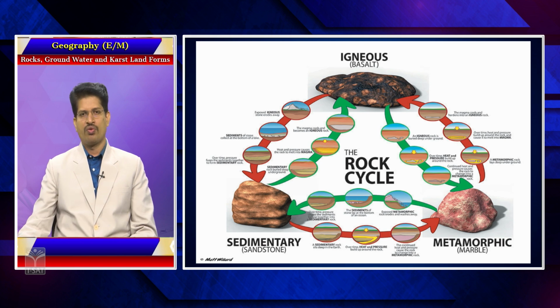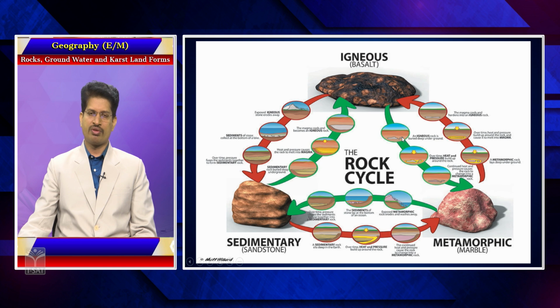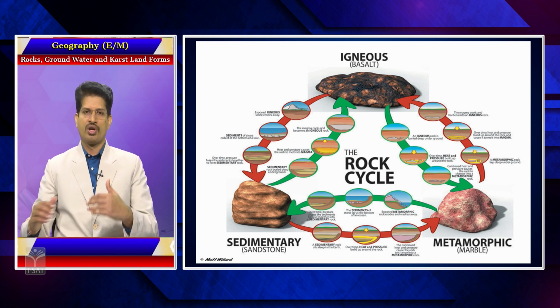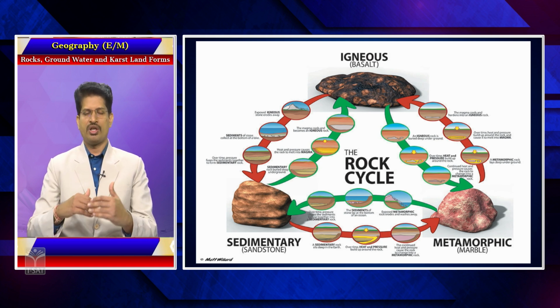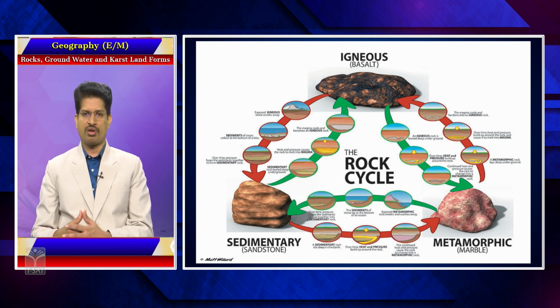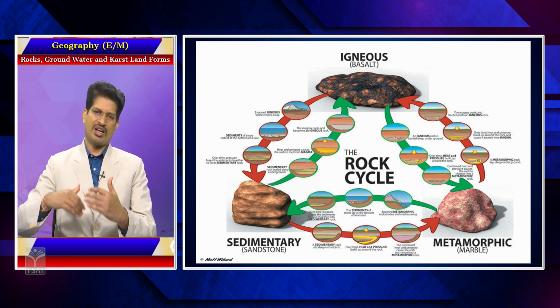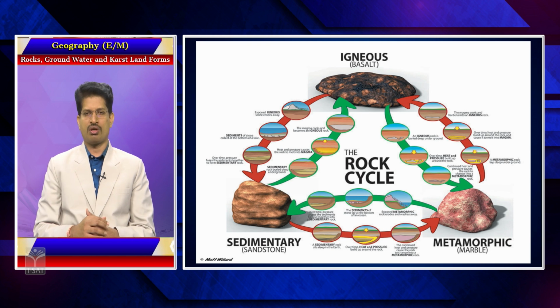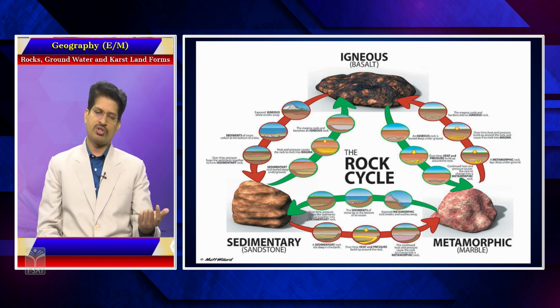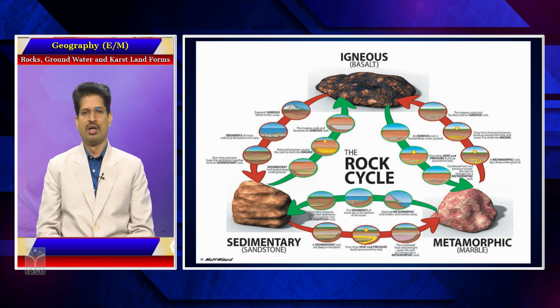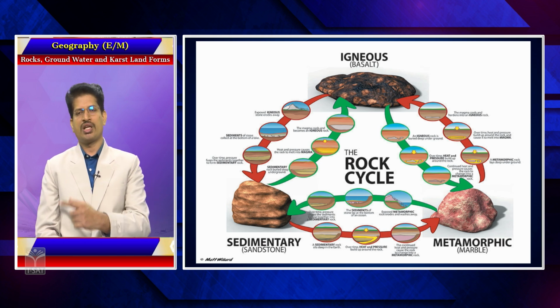In the same way, when an igneous rock body is subjected to dynamic metamorphism or thermal metamorphism, it can be metamorphosed into a metamorphic rock, and a metamorphic rock when it melts can be converted into an igneous rock body. Metamorphic rock when subjected to weathering and erosion can form a sedimentary rock. When sedimentary rock is subjected to thermal metamorphism or dynamic metamorphism, it can be converted into a metamorphic rock.